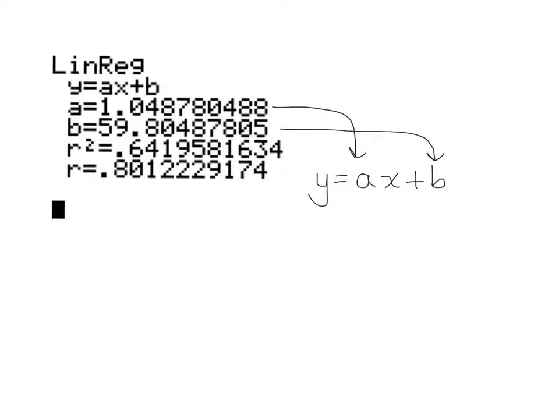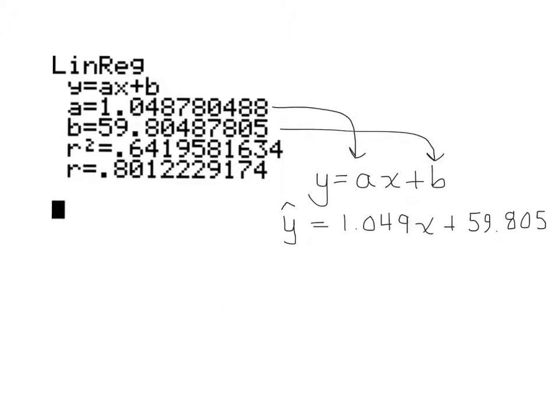In this particular problem, we're told to round our values to 3 decimal places. So our regression equation would be y hat, and the hat just means predicted, equals 1.049 times x plus 59.805. There is the equation of our line of best fit, also known as our regression equation.